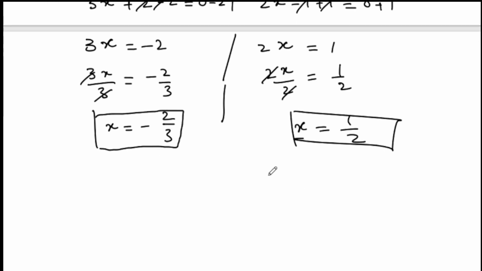Hence negative 2 divided by 3 and 1 divided by 2 are the roots of the quadratic equation, and the solution set is 1 by 2 and negative 2 divided by 3.